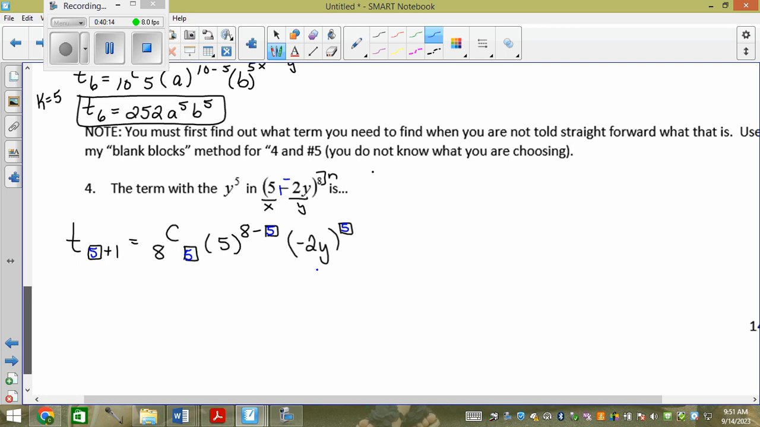Now, if it says the term number with y to the 5, what's the term number? 6, done. This one says the term, so I actually have to find the whole term. Term number is the number of the term. Term is the whole term. So if they wanted the term number, it would be T6, but they didn't ask me that. What's 8C5? Anyone? And then this is 5 to the 3, which is 125. And then negative 2, we have to remember to distribute, right? Negative 2 to the 5 is negative 32 y5.